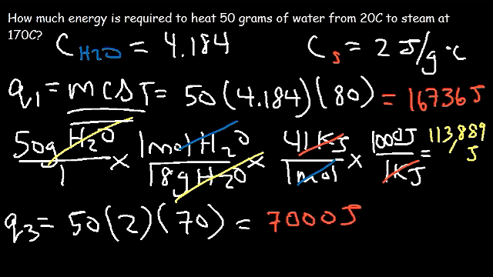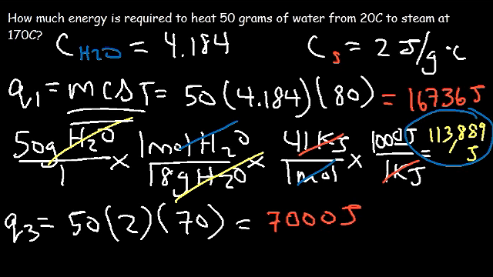So notice that most of the energy that's required is to vaporize liquid water into steam. That's where you've got to put most of the energy in. It takes a lot of energy to vaporize liquid water into steam. After that, it doesn't take much energy to heat up steam.